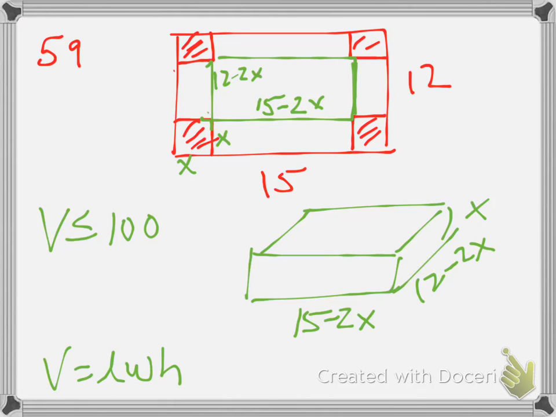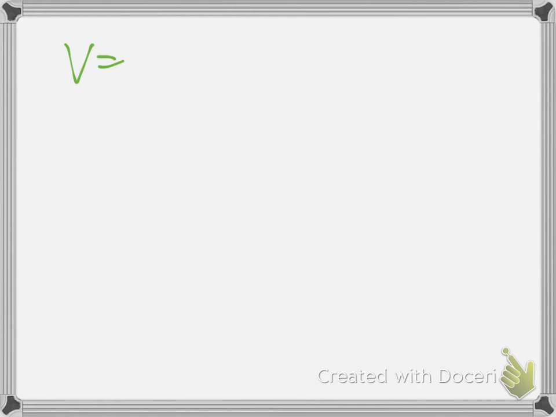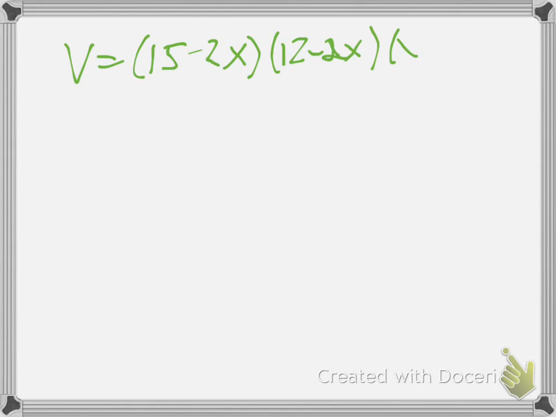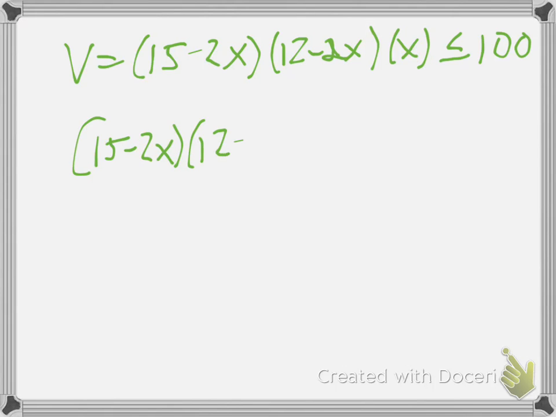So if I go to the next page, we're going to have the volume, which is equal to 15 minus 2x times 12 minus 2x times x, and that's supposed to be less than or equal to 100. So subtract the 100 and you get 15 minus 2x times 12 minus 2x times x minus 100 has to be less than or equal to 0. Now, these numbers are real world numbers. They're not going to come out to be nice even crossing points, so graph this one. Graph it and find the zeros.